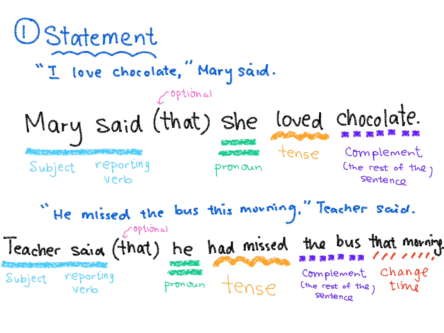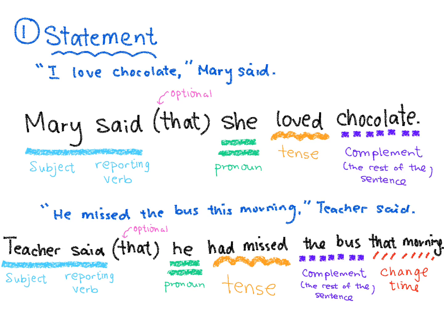Let's take a look at another example. He missed the bus this morning, teacher said. Remember, we put the subject and the reporting verb first, so it will become teacher said. That is optional, so you can put teacher said that or teacher said. And then we will change the pronoun or we keep it, so you need to decide depending on the situation. So he had missed, we change the tense from past tense to past perfect tense, one step backward, okay? He had missed the rest of the sentence, the bus.